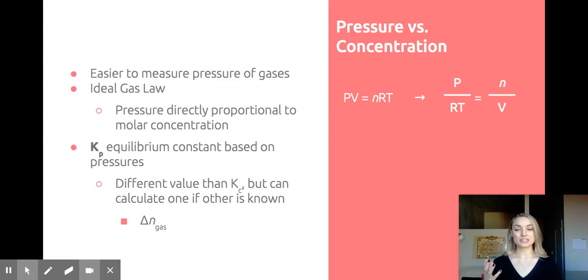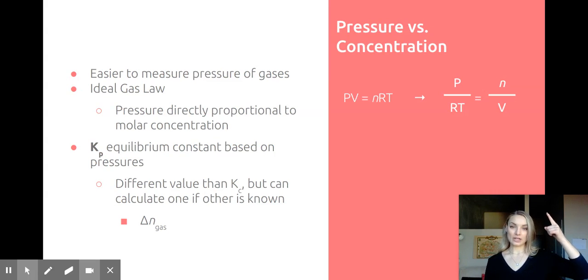So we can express our equilibrium constant, Kp, based on pressures. It is a different numerical value than our equilibrium constant with respect to concentrations. But if you know one, you can calculate the other. And we're going to derive on the next slide how exactly we do that based on our ideal gas law.